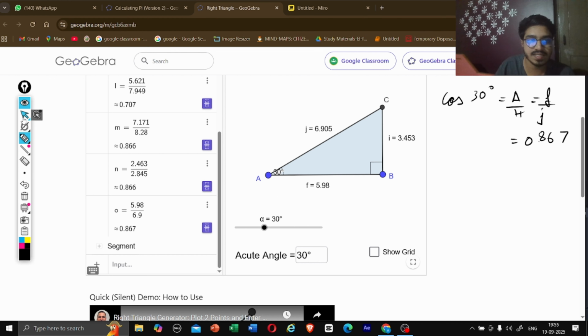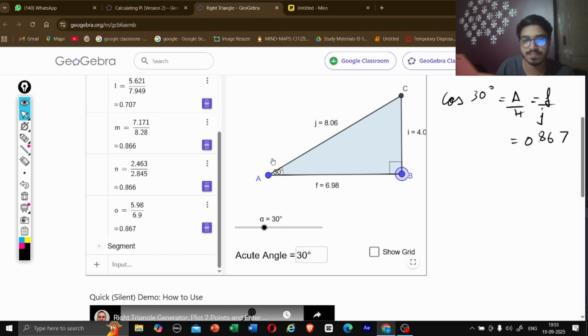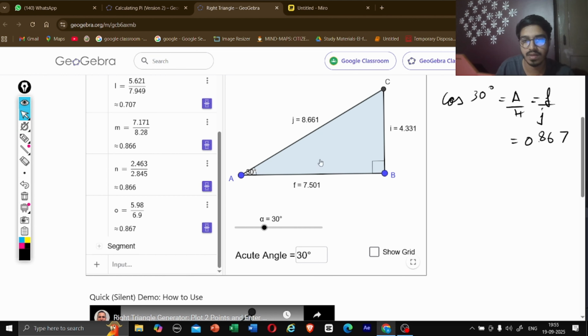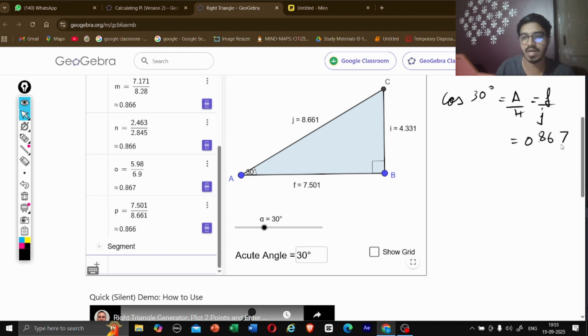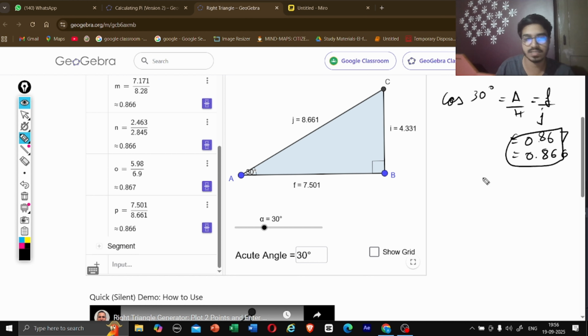Let me change this to different lengths. Now I'll do the same thing. Adjacent, that is F, 7.501 divided by 8.661, which is equal to, again I am getting almost a similar value, that is 0.866. We will consider 0.86.